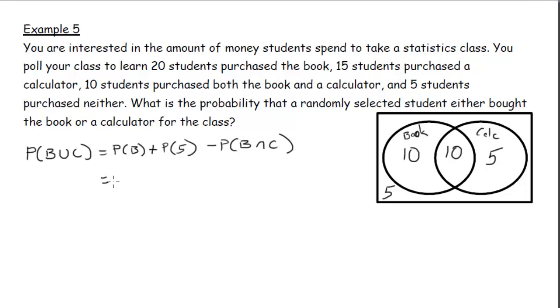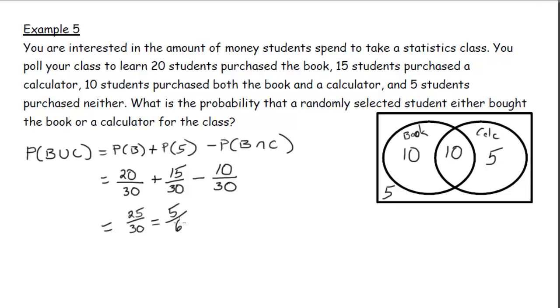So the probability that a student purchased the book, we had 20 students purchase the book out of 30 students. The probability that they purchased the calculator, well, we had 15 students purchase a calculator out of 30. But now I want to subtract off the students that purchased both, because I don't want to count those twice. So this would end up being 25 out of 30, which is 5/6.